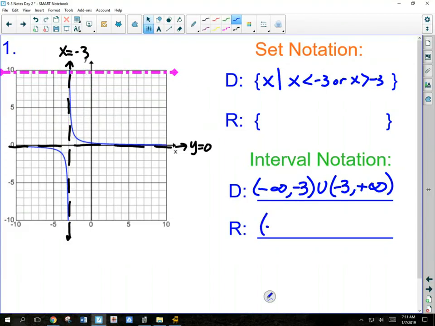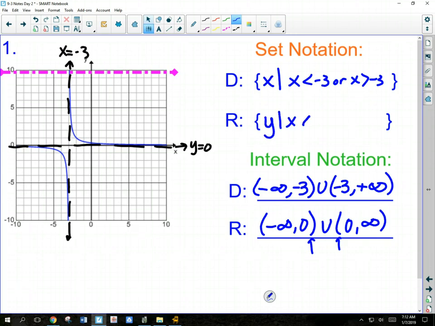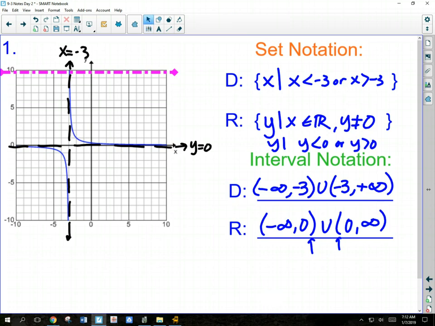So for your range, you would go from -infinity to 0, and again from 0 to infinity. Remember when there are parentheses right here, it means that it does not include that value, but it gets really, really close to it. And for your range, you would do the same thing. You can either tell me it's every real number except 0, or you can tell me that y has to be less than 0 or bigger than 0. Either way is totally fine.